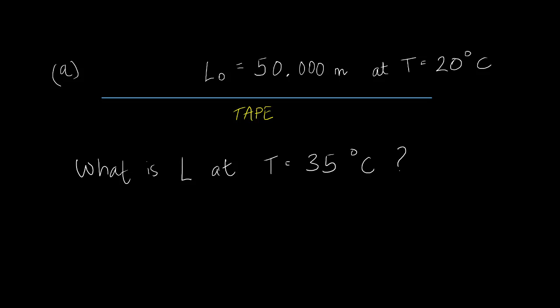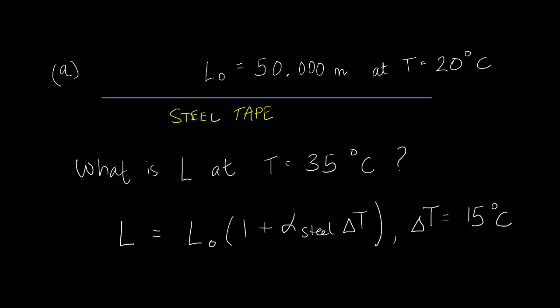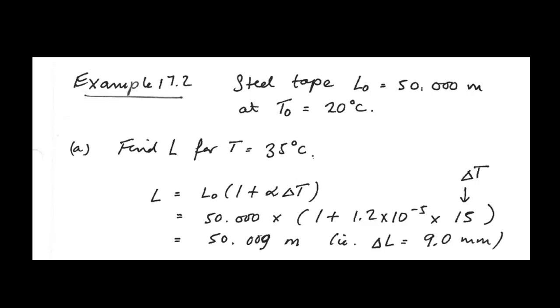So the tape expands to a greater length because of the increase in temperature by 15 degrees centigrade. That's delta T. So we use the formula L equals L naught times 1 plus alpha delta T. So putting in the numbers, we find that the new length of the tape is 50.009 meters. So the change in length, delta L, is 9 millimeters. It's a small change, but nevertheless a change of about 1 centimeter due to the 15-degree temperature increase.